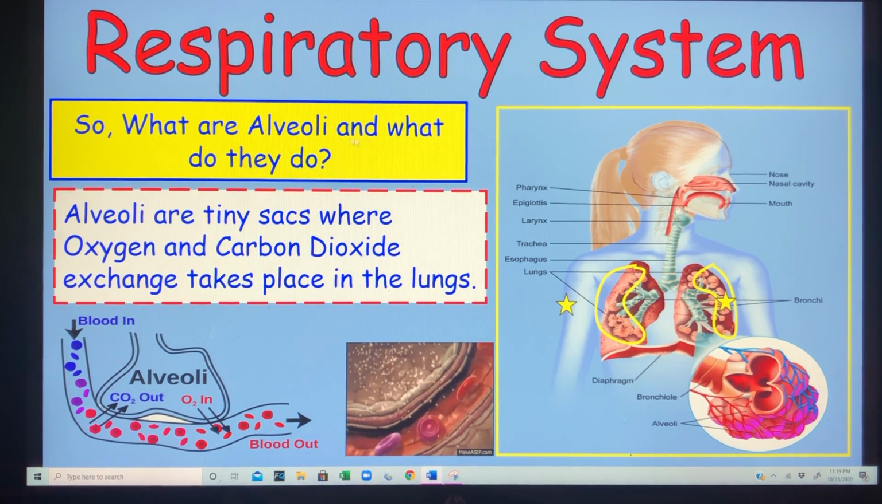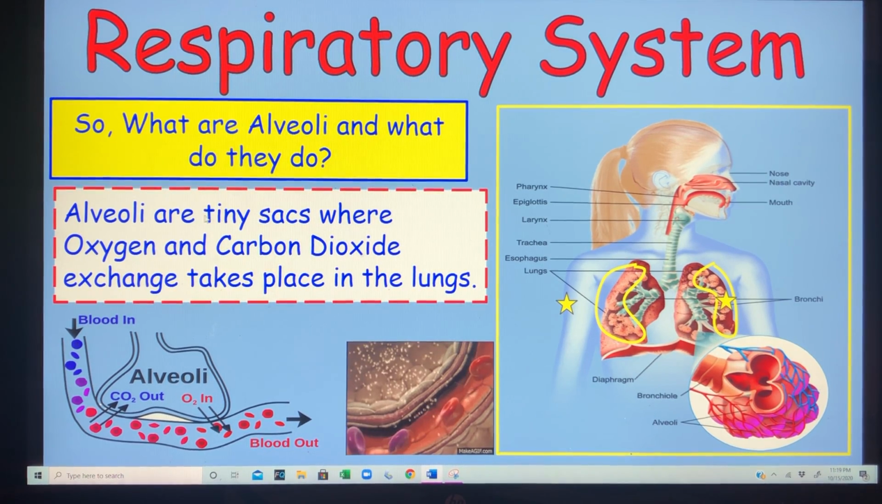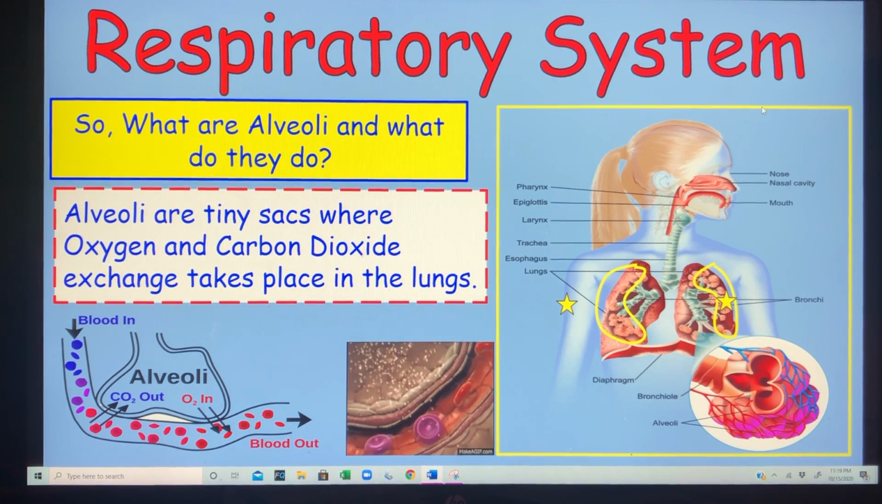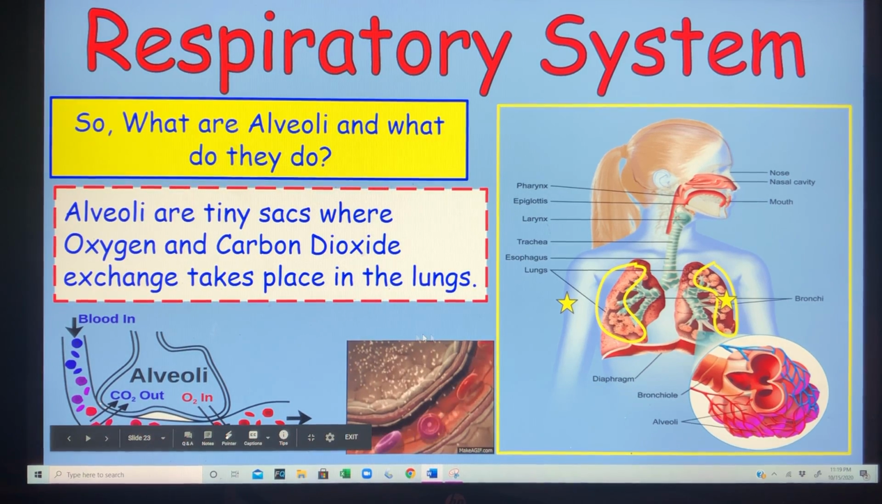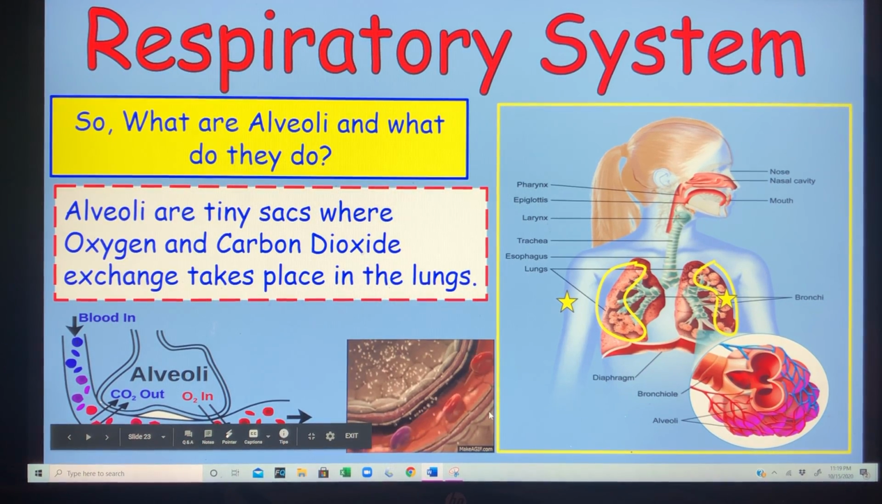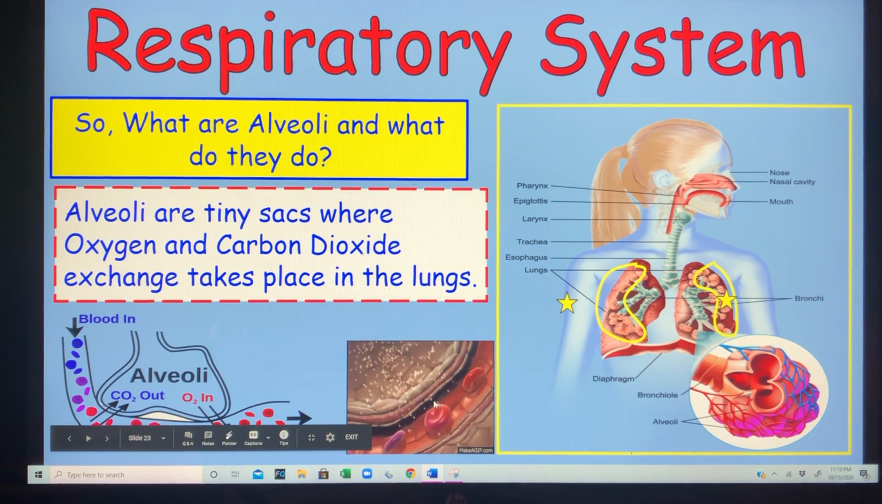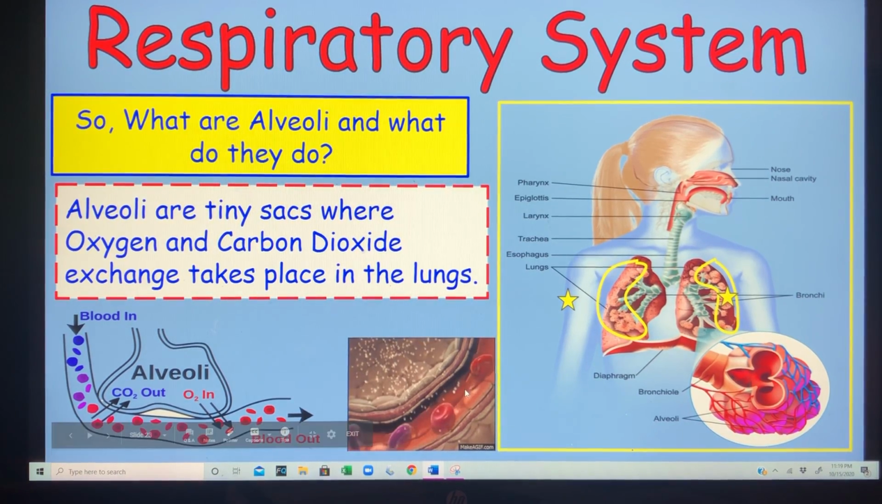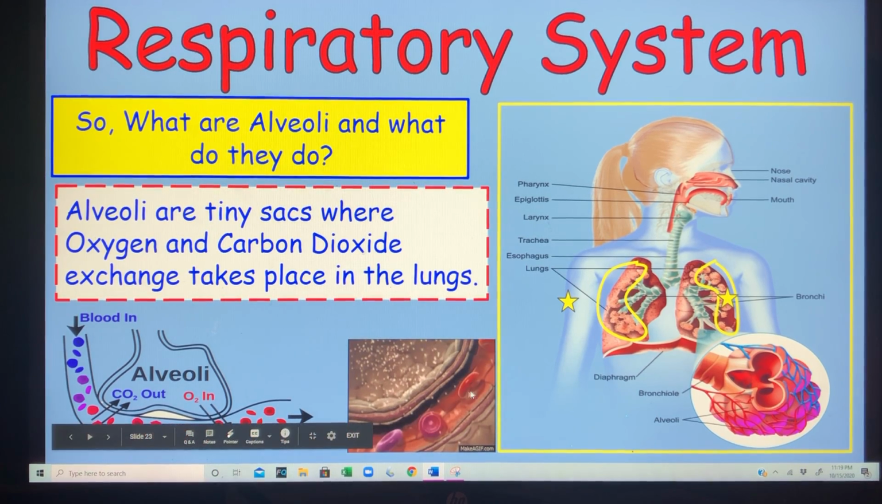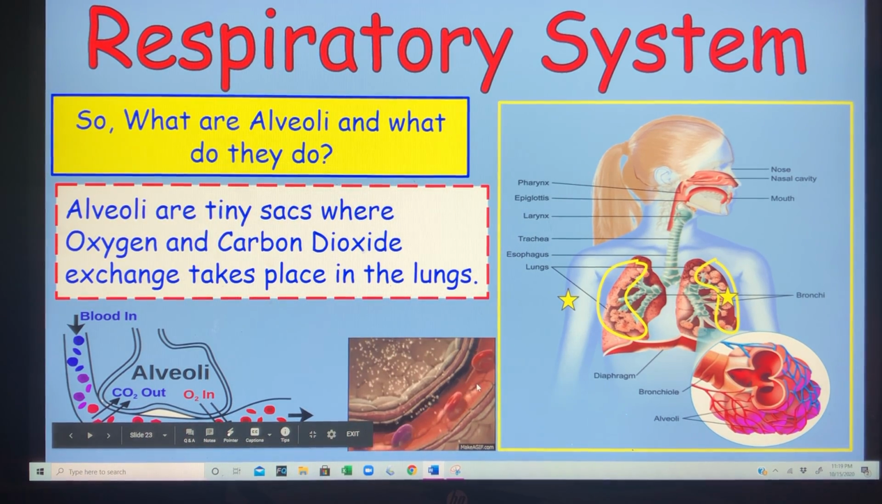So what are the alveoli and what do they do? Alveoli are tiny sacs where oxygen and carbon dioxide exchange takes place in the lungs. It is like a pickup and drop off, almost like a train station. So the deoxygenated blood drops off the carbon dioxide, and those blood cells then pick up new oxygen so that the heart can pump the oxygen throughout your body.